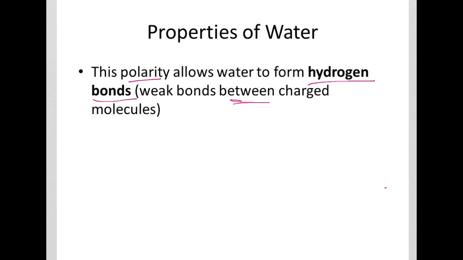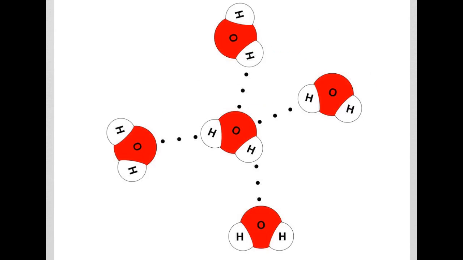And so when we talk ultimately about properties of water, all the properties of water will lead you back to the fact that it forms hydrogen bonds, and the fact that they form hydrogen bonds will lead you back to the fact that water is polar.